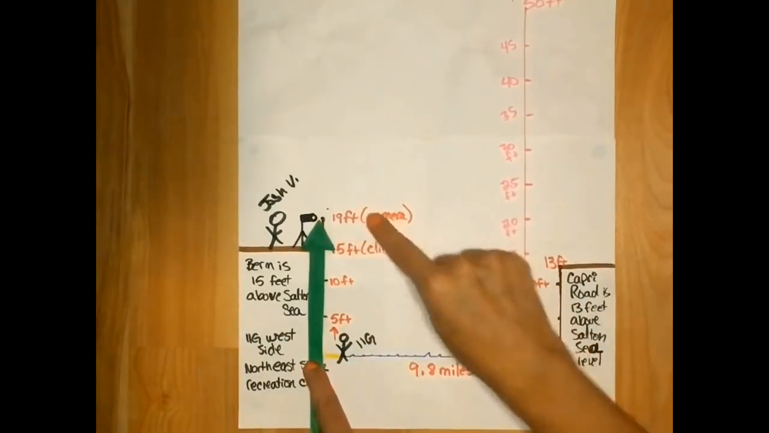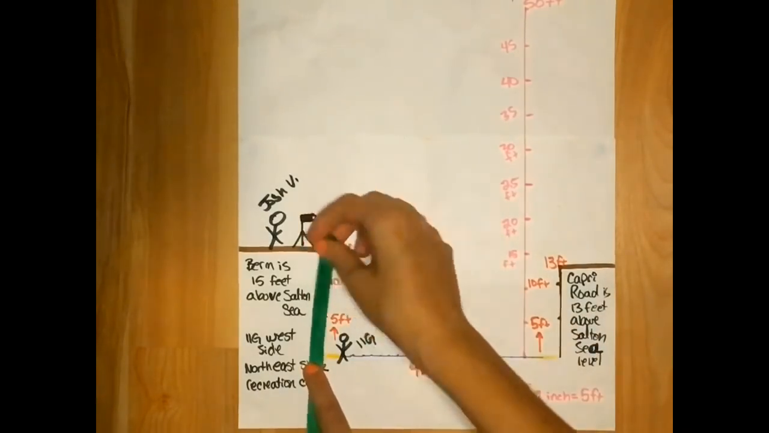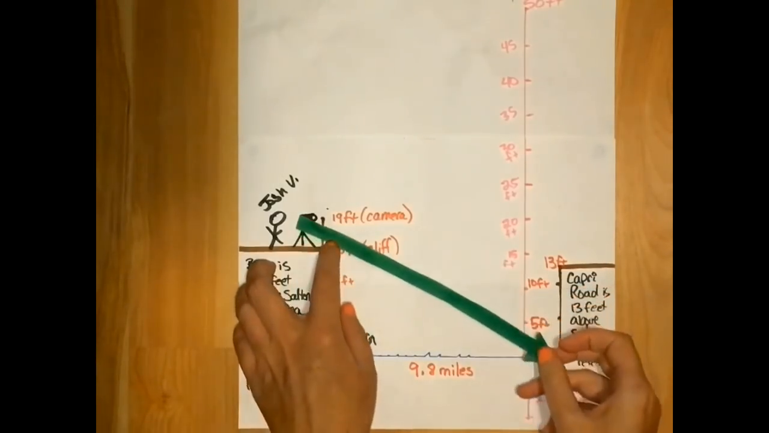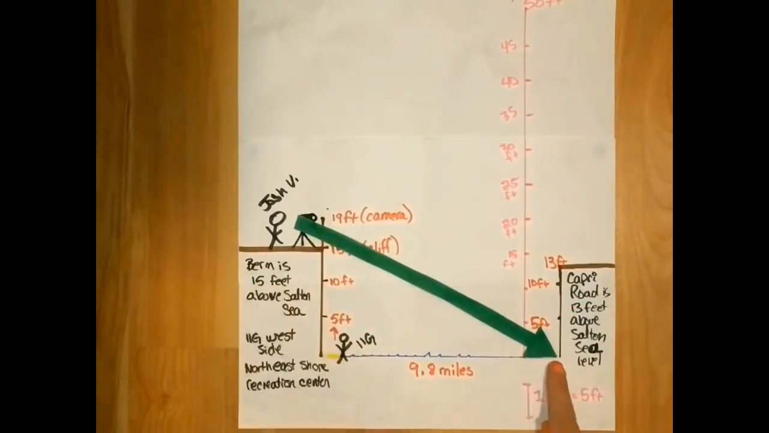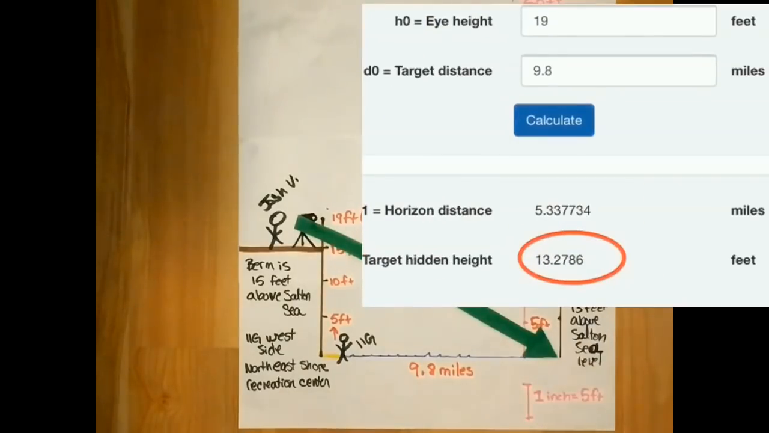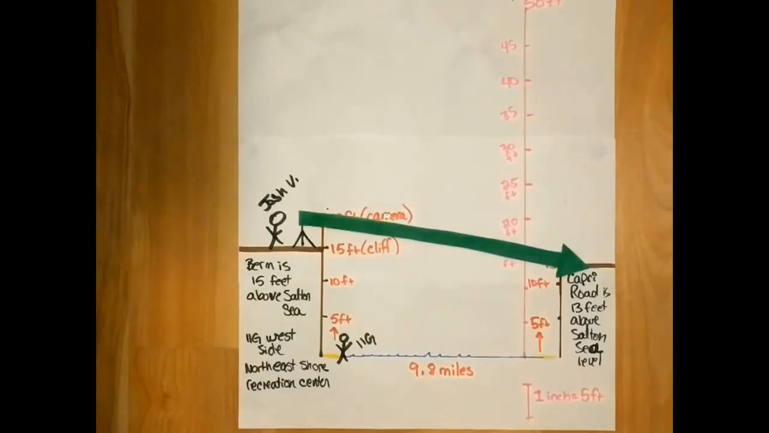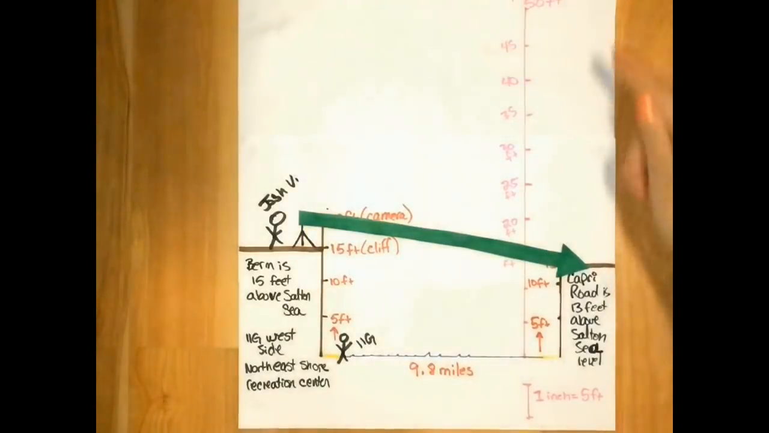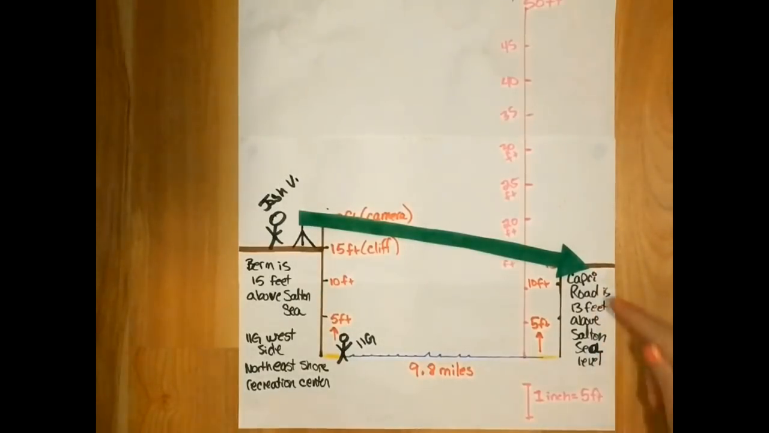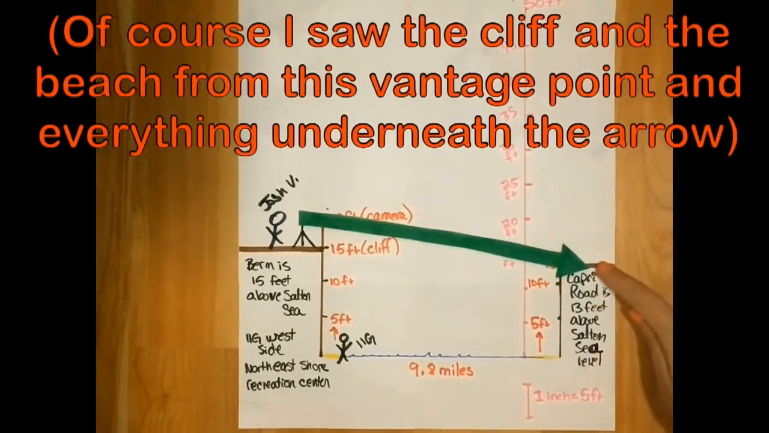So you would plug 19 feet into the Earth curve calculator, and say, well, something that you're seeing here at zero should only be 13 feet under the curve. In that scenario, Josh should be able to see everything from up here, but nothing from down here, because this is Capri Road, was 13 feet, so Josh would have been able to see the balloons.